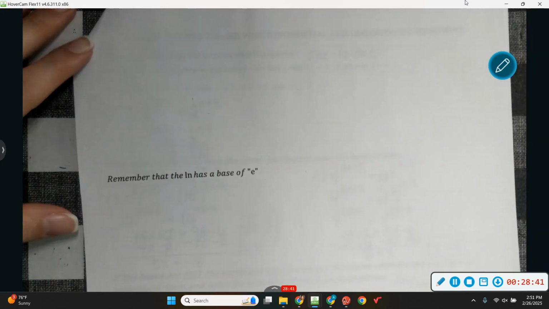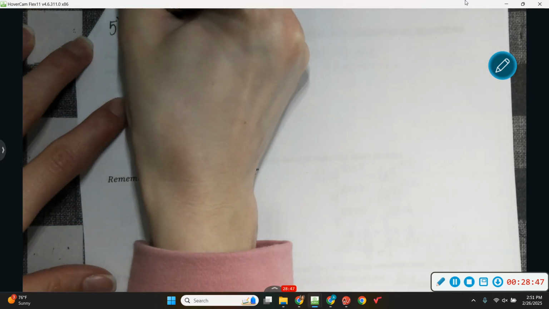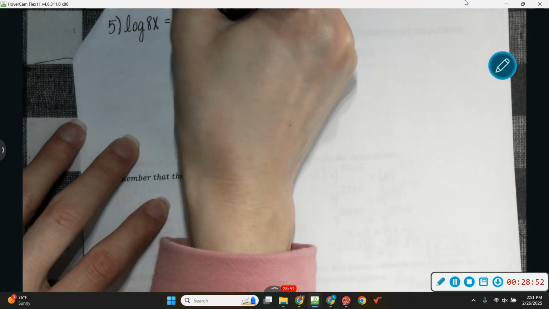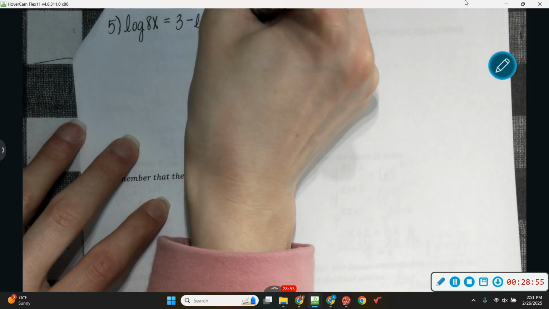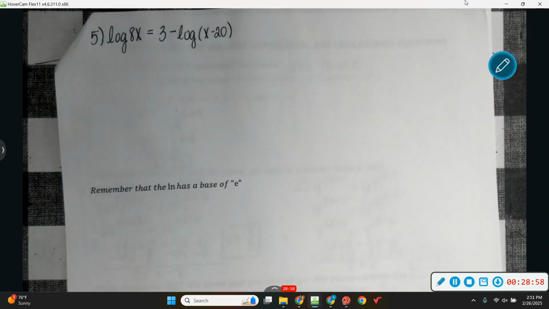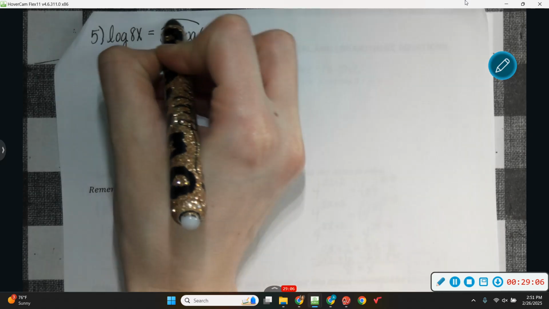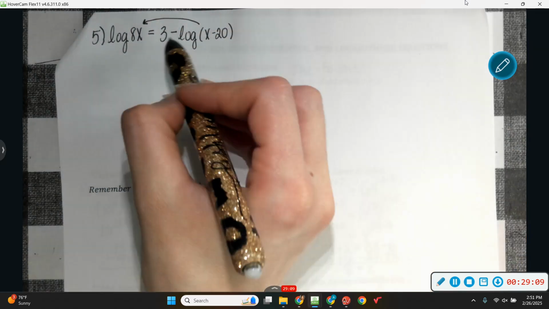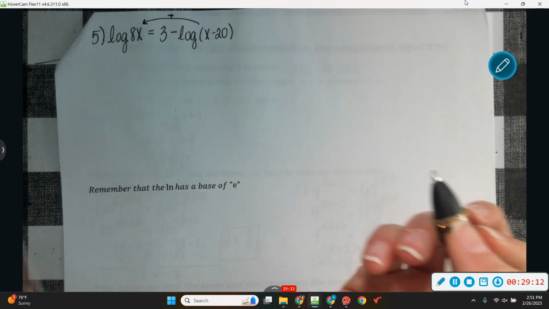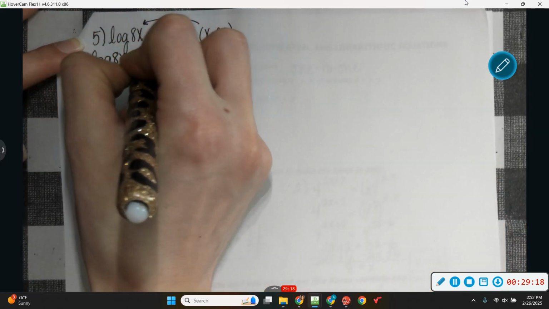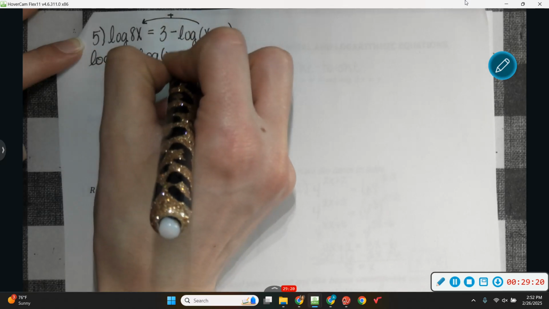If I have, I think this is example 5, if I have log of 8x equals 3 minus log of x minus 20, notice I have two logs again. If that is the case, you want to condense them. Well, if they're on opposite sides, then that means I need to get all of my logs on one side. If it's a negative, I'm going to add it for the other side. So I'm going to have log of 8x plus log of x minus 20 equals 3.